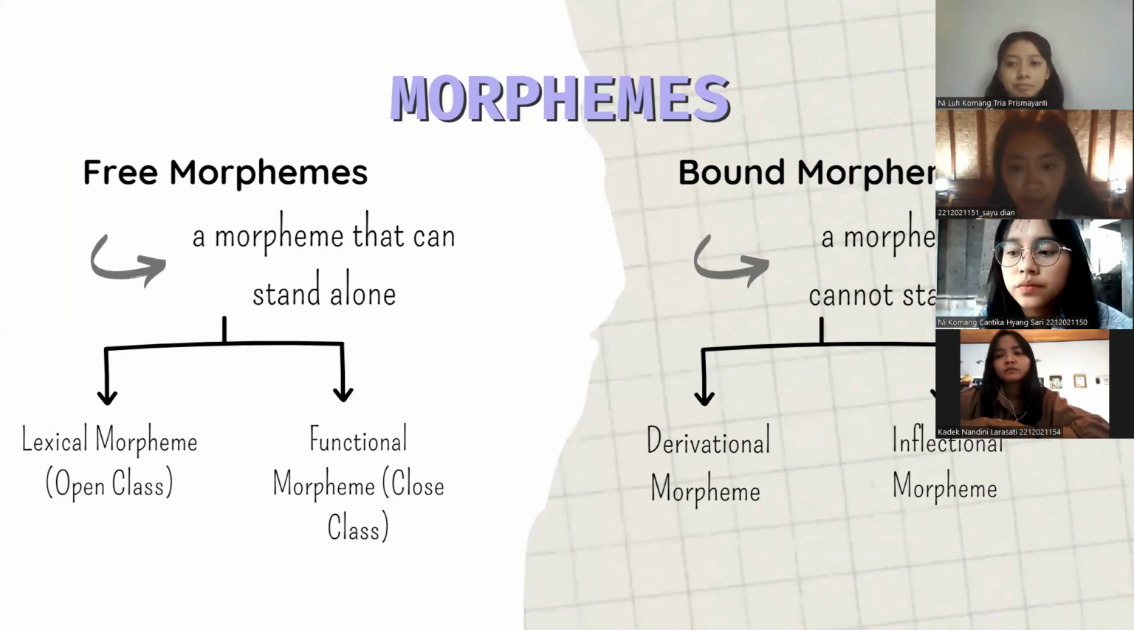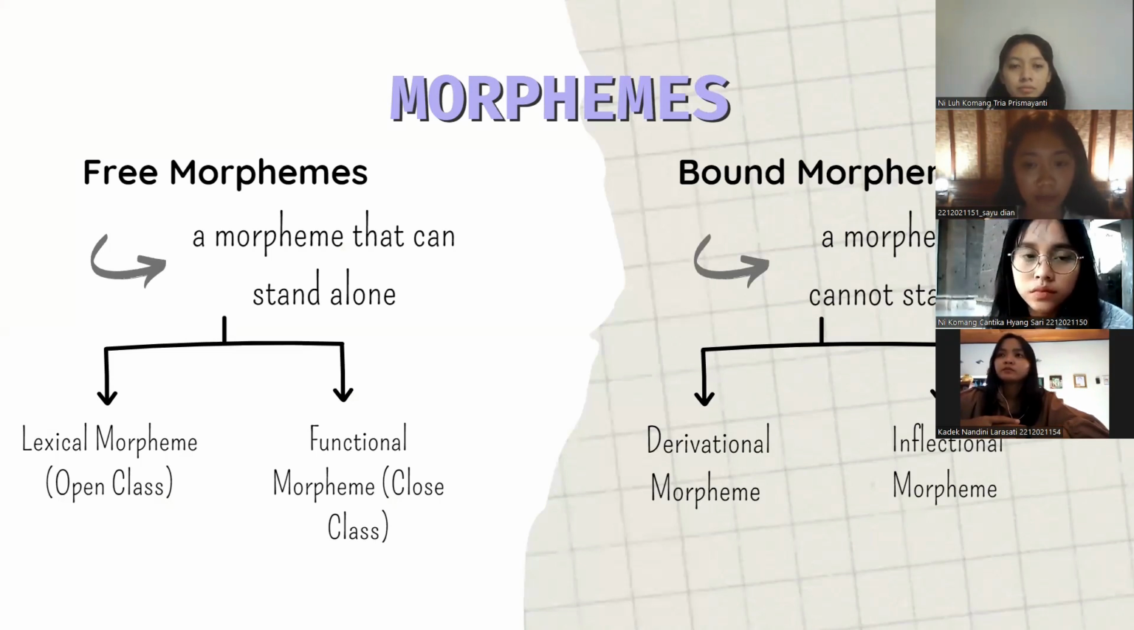Okay, after watching the video, we can see that morphemes can be divided into two types. They are free morphemes and bound morphemes. Free morphemes are morphemes that can stand alone as a word without having to be attached to other morphemes. Free morphemes have several basic types, namely verb, noun, adjective, preposition, and others. Examples: study as a verb, man as a noun, kind as an adjective, and on as a preposition.